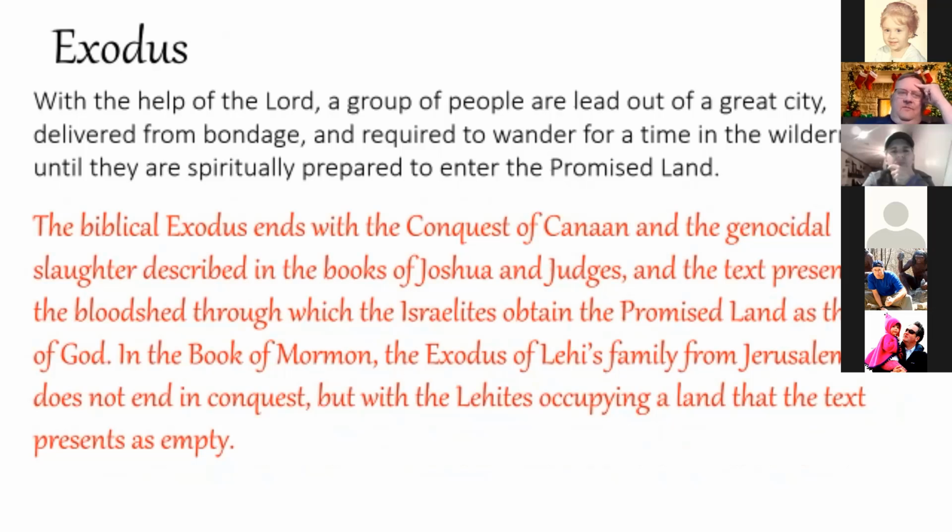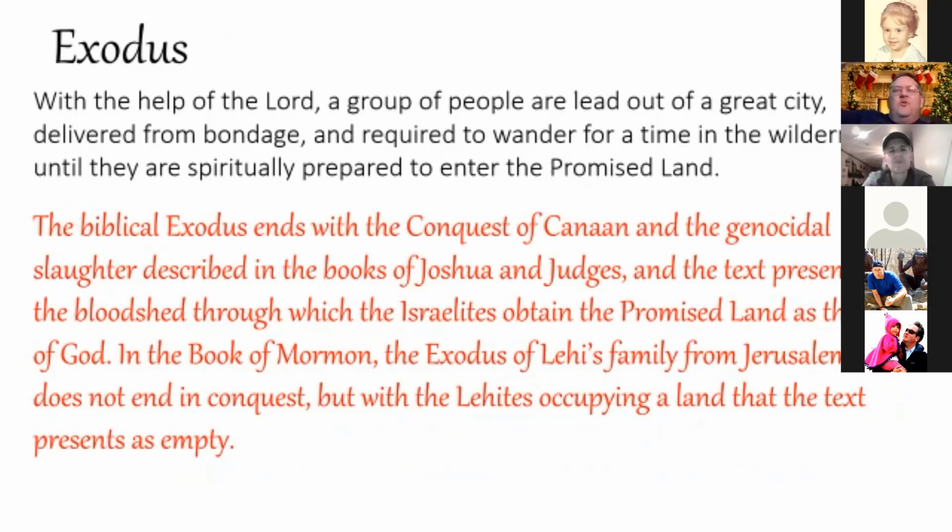Exodus. The Exodus narrative has three parts to it. You leave a city that's about to be destroyed, you wander around in the wilderness, and then you commit genocide and cleanse the land and take it over. So there is Exodus, wandering, and conquest.